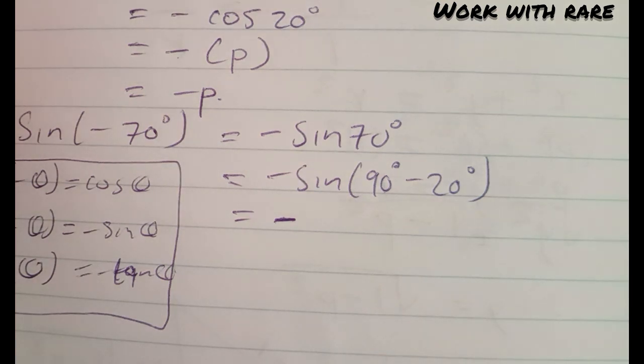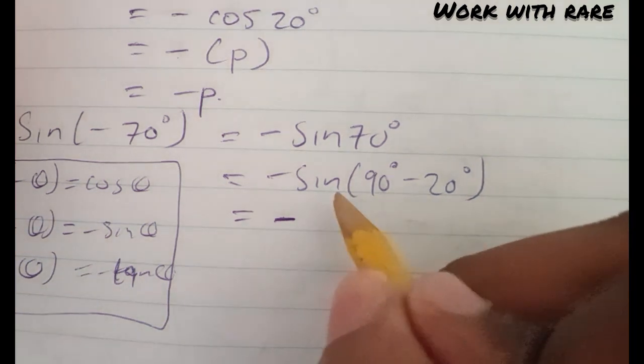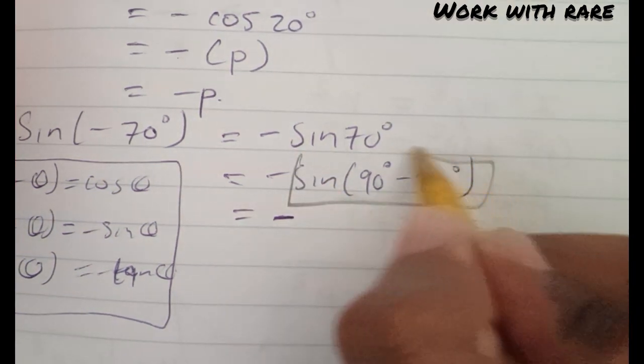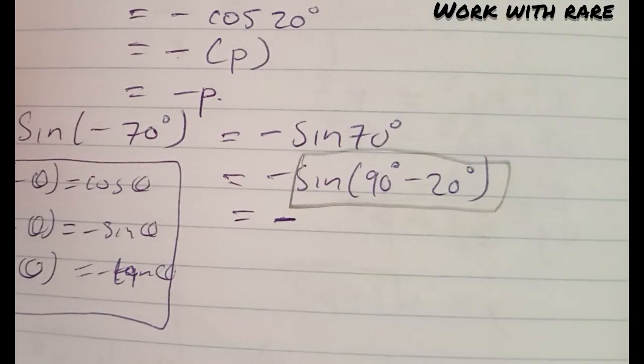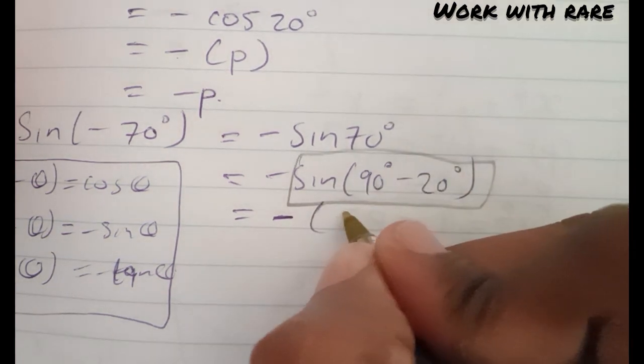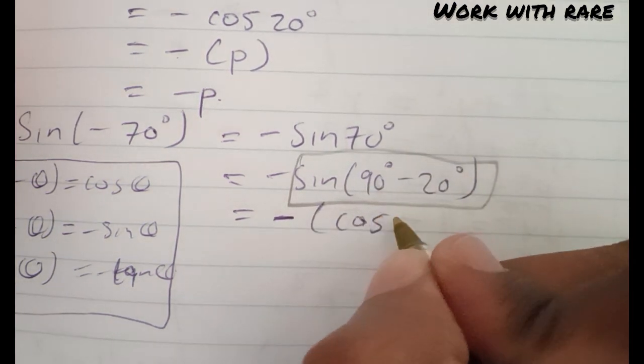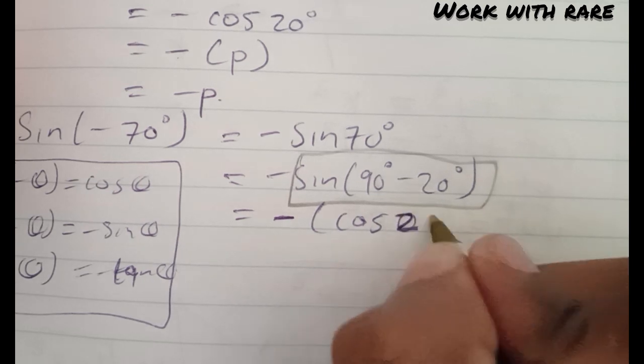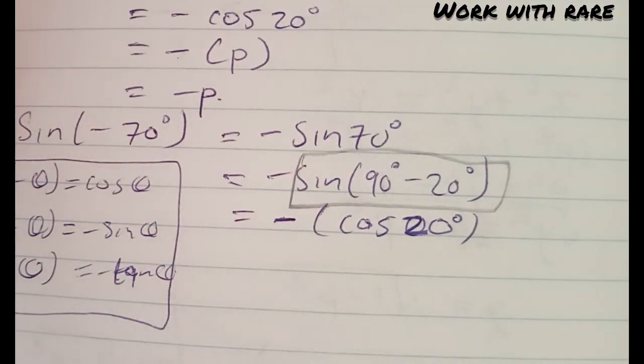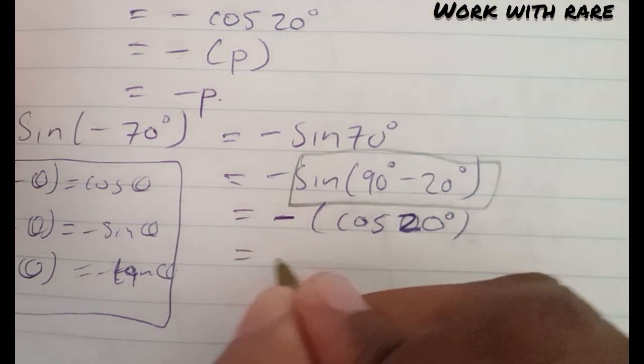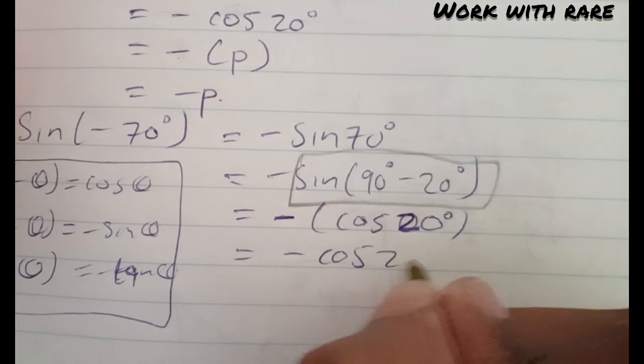Remember here it's negative, but when this part changes, it will be positive cos. Okay, so let me put my next step in bracket. So we'll have positive cos 20. Okay, so when I have positive cos 20, I'll have to multiply it with this negative because this negative will have an effect on that bracket. So my final answer will be negative cos 20 degrees.